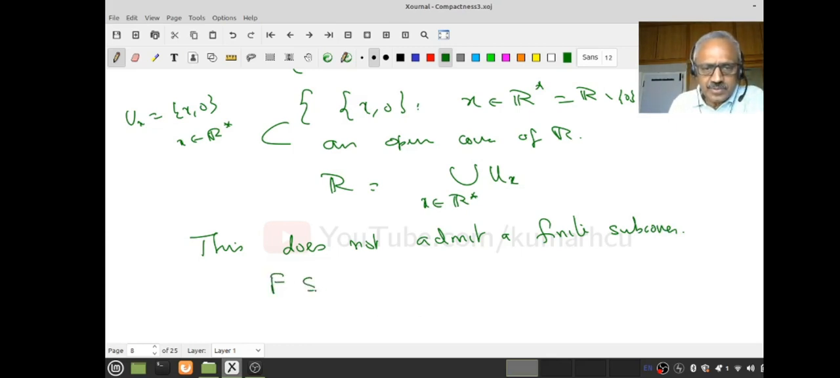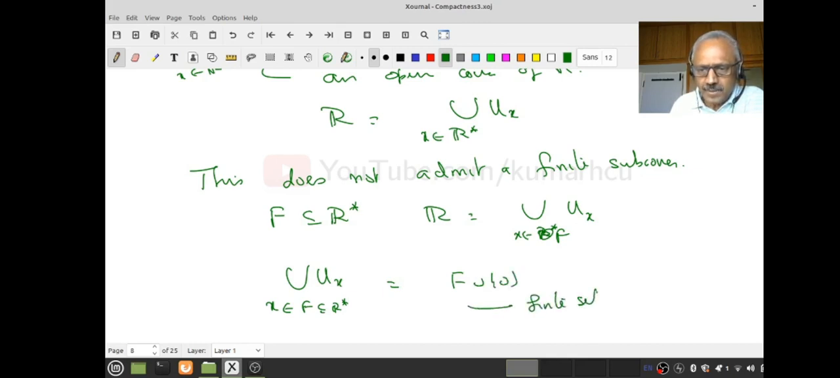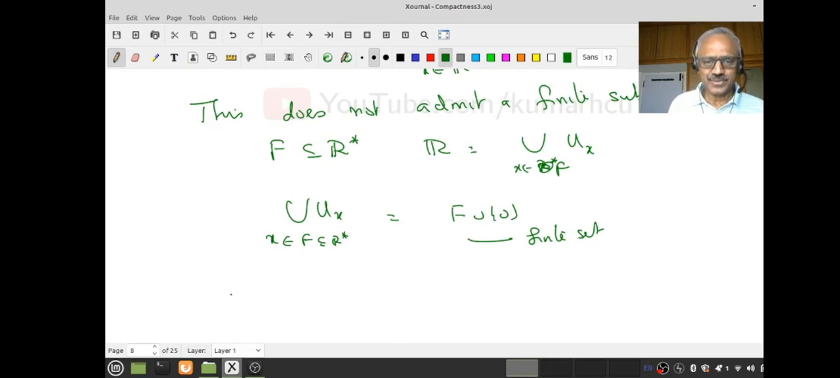Suppose there is an F in R star such that R equals the union of U_x, x in F, where F is a finite subset of R star. Then this will be F union the singleton 0. This is a finite set, because F is a finite set. In fact, you even see it has no countable subcover.